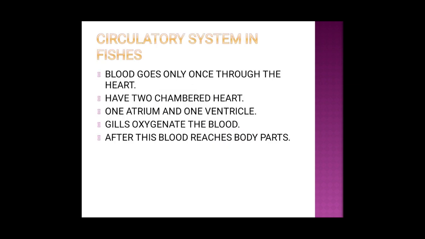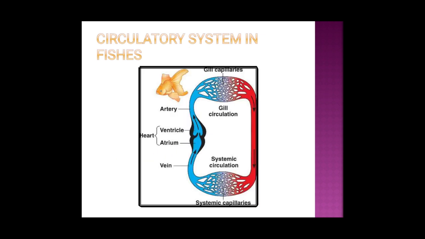Here you can see some examples of cold-blooded animals. Now moving on to the circulatory system in fishes. Blood goes only once through the heart. They have a two-chambered heart, one atrium and one ventricle. Gills oxygenate the blood and after this process, blood reaches body parts. In this diagram, you can see the circulatory system in fish. There are only two chambers in the heart and you can also see the arteries, veins and capillaries. Other things are all similar to the human circulatory system.